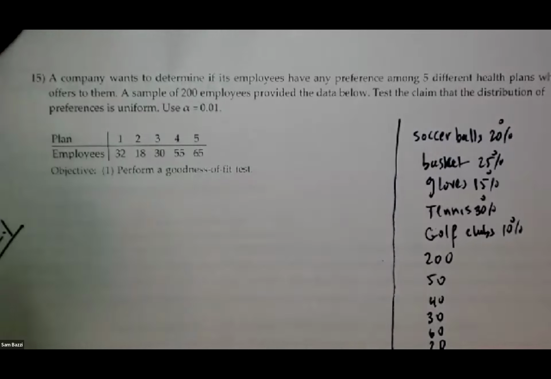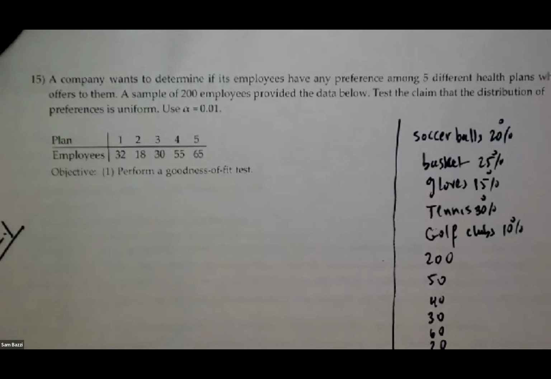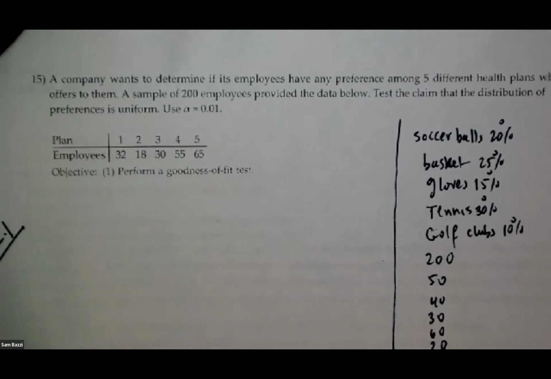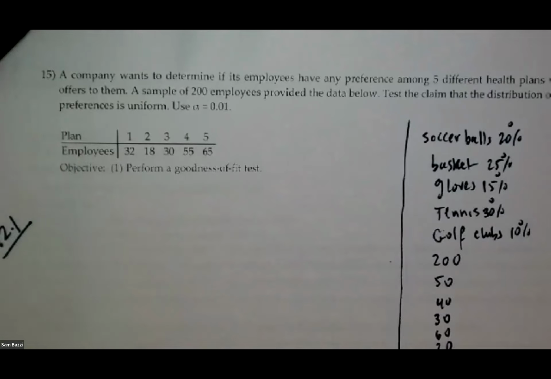Let's do the one that I have in your handout right here. A company wants to determine if its employees have any preference among 5 different health plans, which is offered to them. A sample of 200 employees provided the data below. Test the claim that the distribution of preference is uniform.